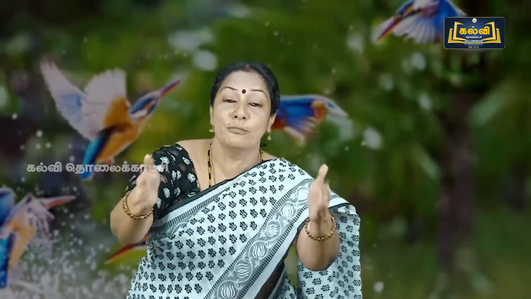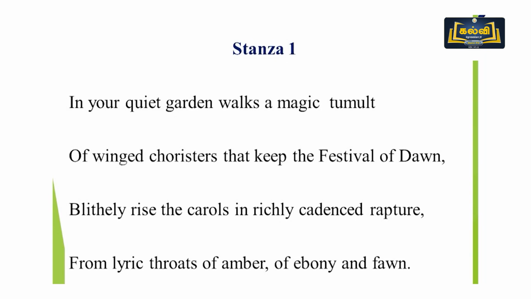Friends, you'd have listened to my pronunciation and the way you should read a poem. Now I am going to give you the meaning of the poem line by line or stanza by stanza, however it suits. Okay, now: in your quiet garden walks a magic tumult of winged choristers that keep the festival of dawn.